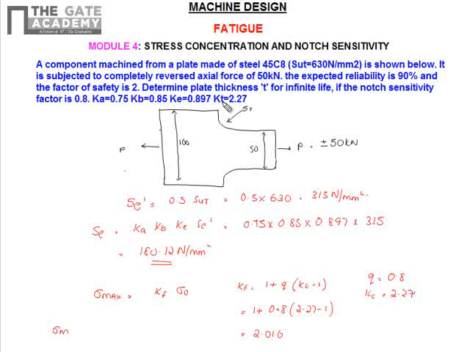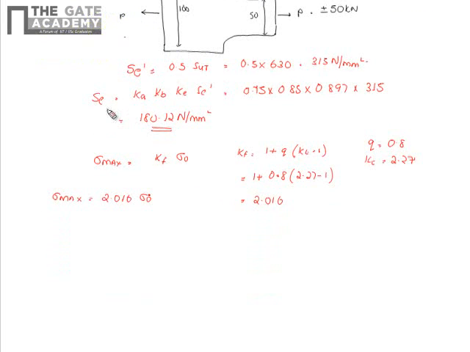Therefore, sigma max is equal to 2.016 sigma nominal. Therefore, for infinite life design of the material, the maximum stress should be less than or equal to the endurance limit. That is, maximum stress should be less than or equal to SE by N, where N is the factor of safety. So, for design condition can be taken as sigma max is equal to SE by N. So, what is sigma max? Sigma max is equal to 2.016 sigma O is equal to SE, 180.12, divided by factor of safety, 2.